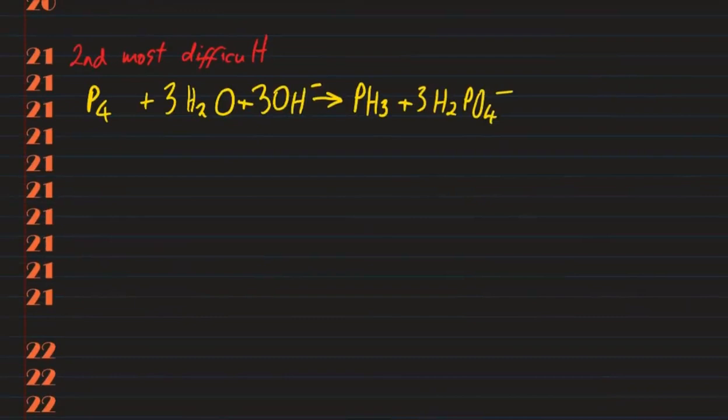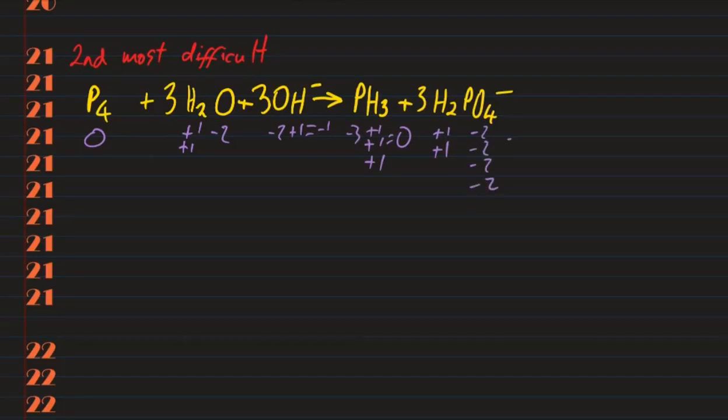21, the most difficult question. What's correct for this reaction. Well, you have to put the oxidation states underneath to work it out. All elements have an oxidation state of zero. Hydrogen's plus one in a compound, oxygen's minus two in a compound. Hydrogen is plus one in a compound, which means phosphorus must be minus three to get zero. And then this is plus one, plus one, minus two, minus two, minus two, minus two. It's got to equal minus one. So that's plus five, isn't it? Plus five. All right, but we're not finished.